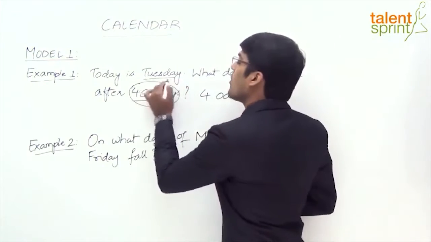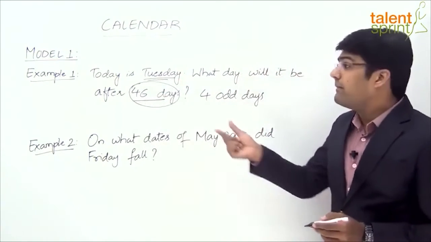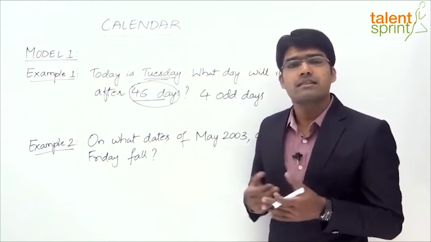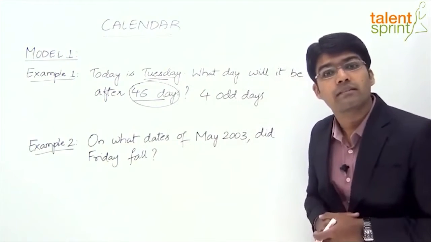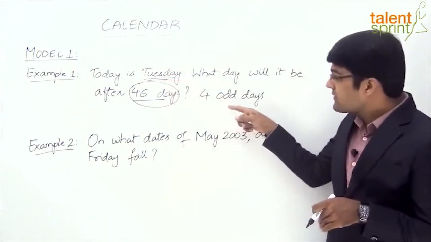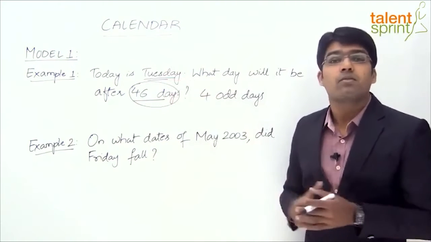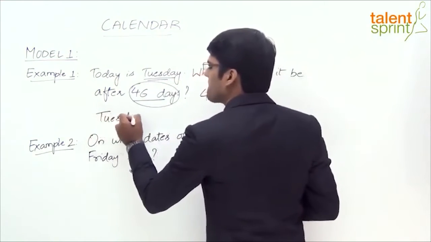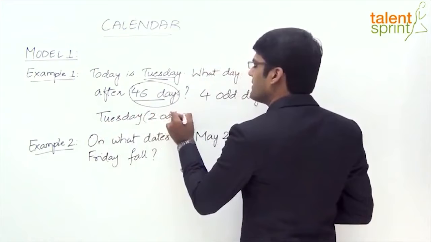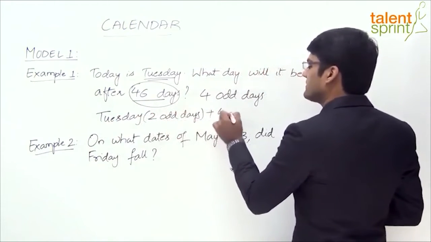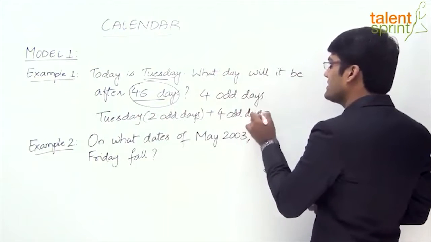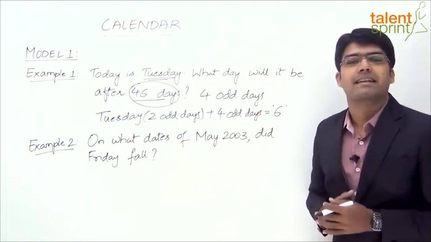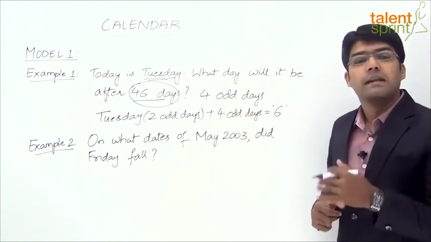So to find out what day it will be after 46 days, we need to take it from Tuesday but not from Sunday. So Tuesday, we know, is equal to 2 odd days, right? Tuesday indicates 2 odd days. So Tuesday today is 2 odd days plus 4 odd days in 46 days. So altogether we have got 2 plus 4, 6 odd days. So total number of odd days here is 6, and 6 odd days means a Saturday. So we can say that after 46 days it will be a Saturday.